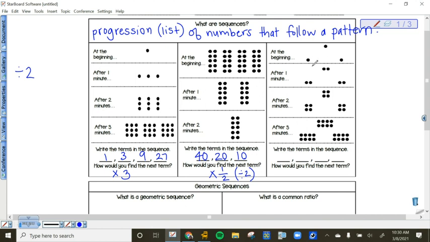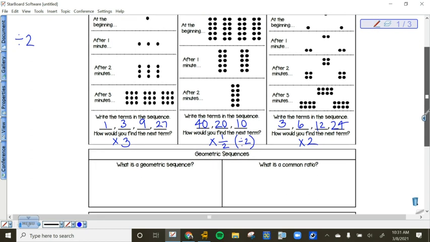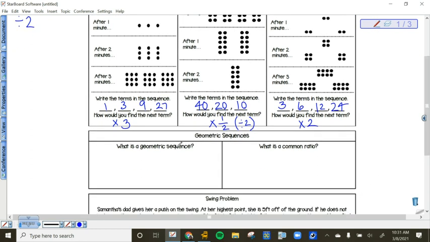And now this last one, how many do we start with? 3, and then 6, and then 12, and then count again. 24. How do we find the next term? Yeah, multiply by 2. Exactly. Okay, so let's take 2 minutes and then answer these 2 questions yourself.